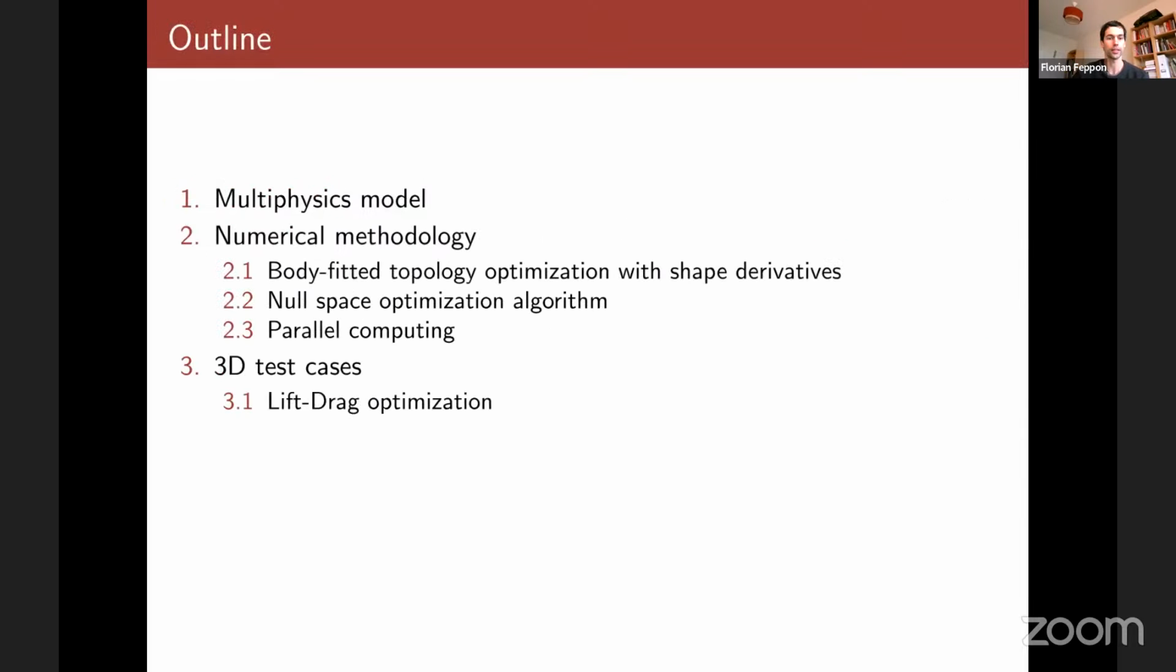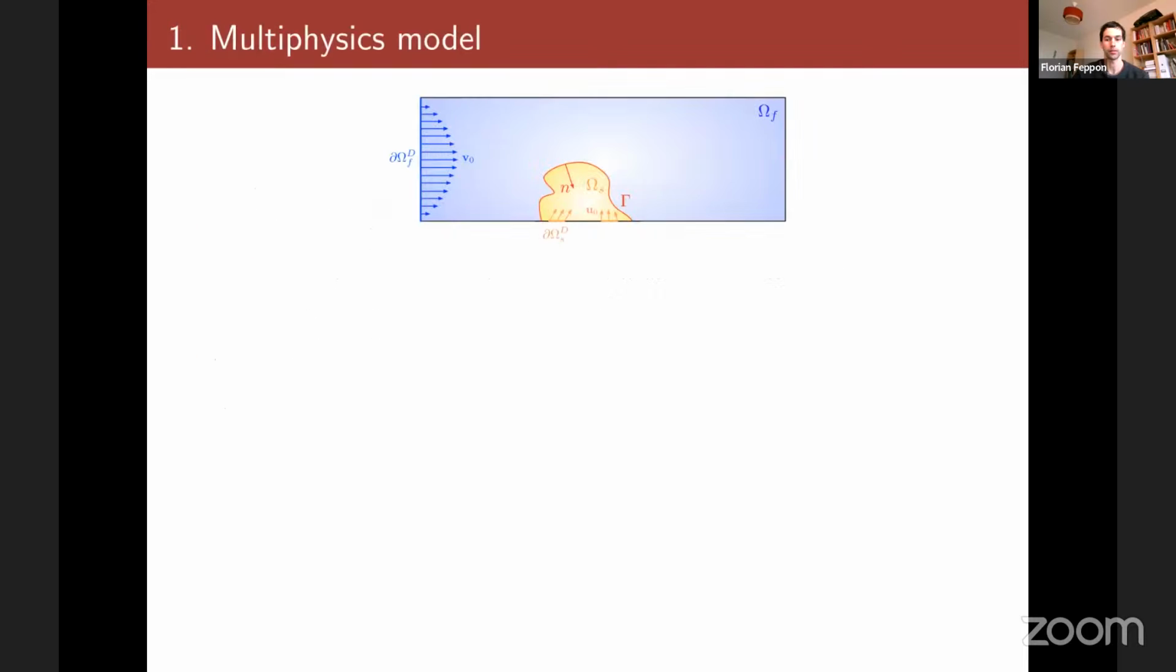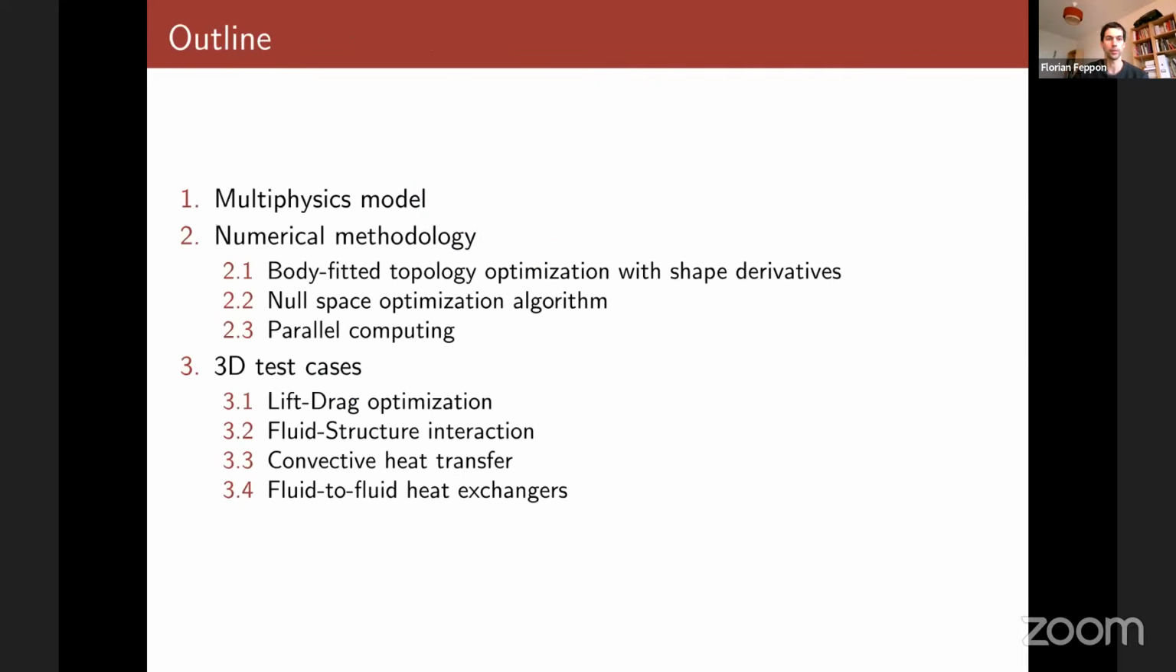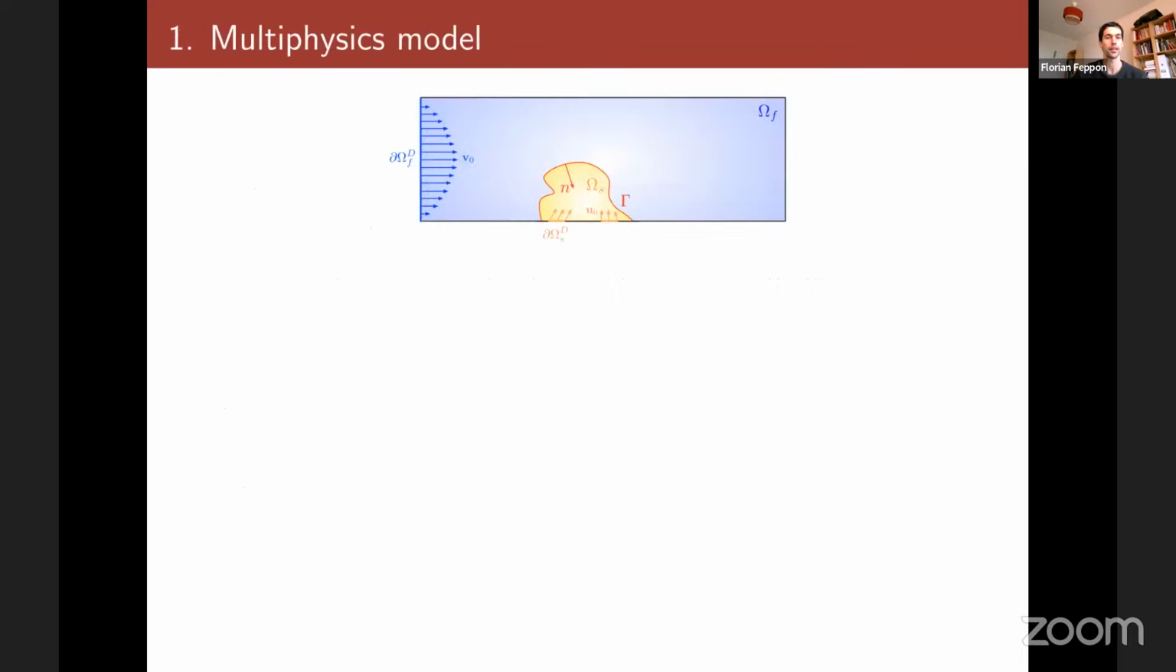So the outline of this talk: I will start by giving an overview of the multiphysics models that I've considered, and then I will describe the three main ingredients regarding the numerical methodology to achieve topology optimization with a body-fitted remeshing method. And then I will show you some three-dimensional test cases.